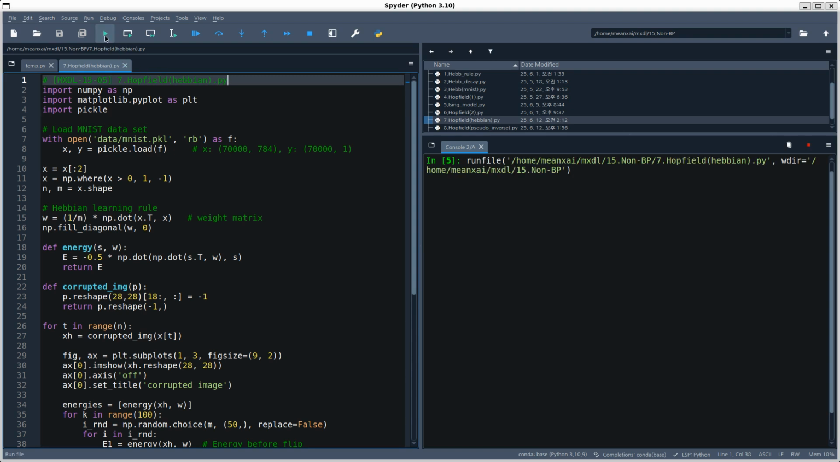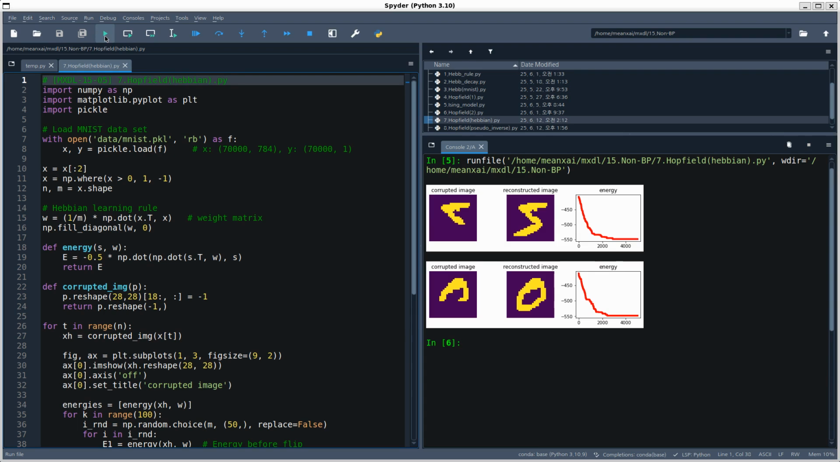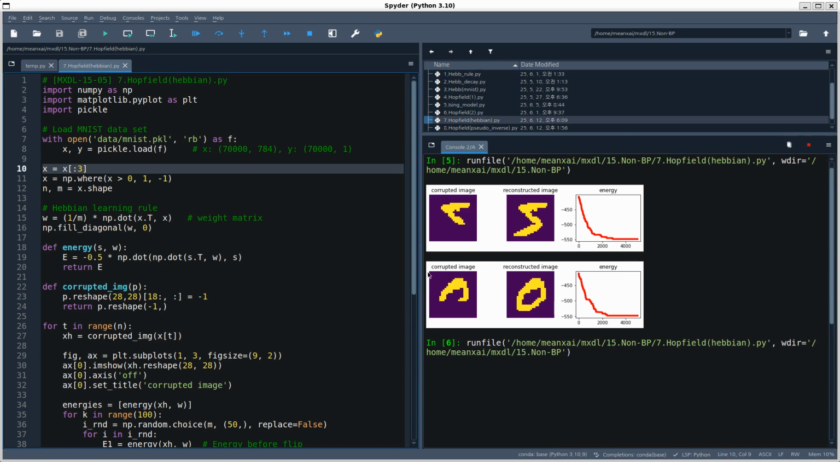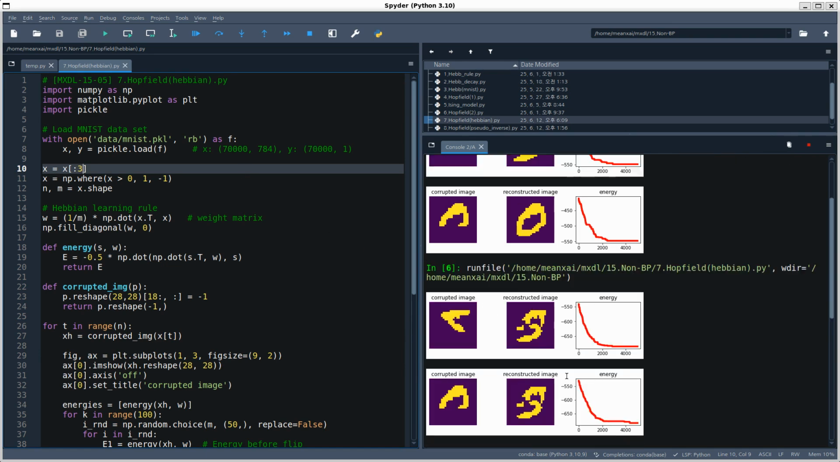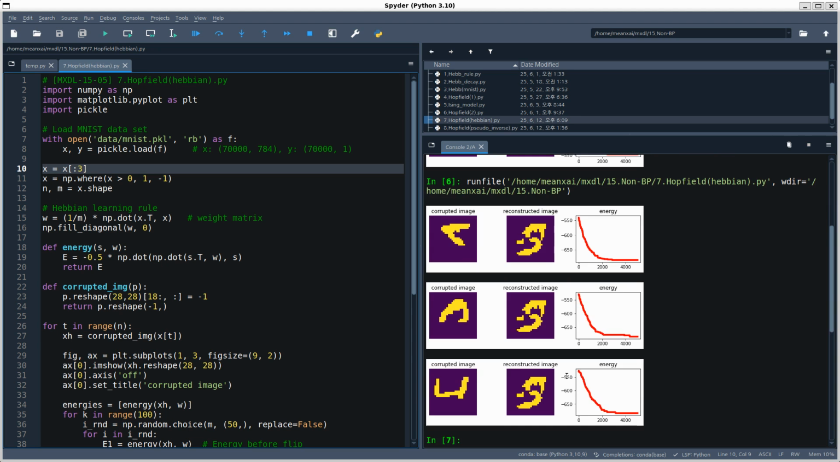Let's run this code. We got the following results. If we store 3 MNIST images in this network, as can be seen in the results, the corrupted images cannot be reconstructed.